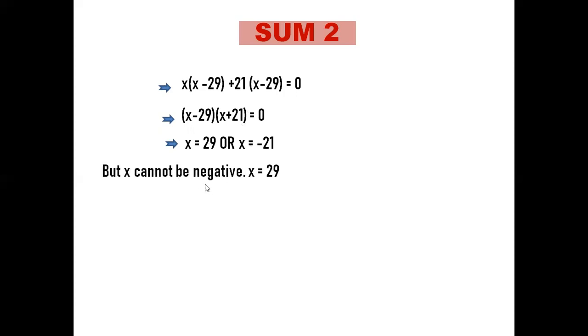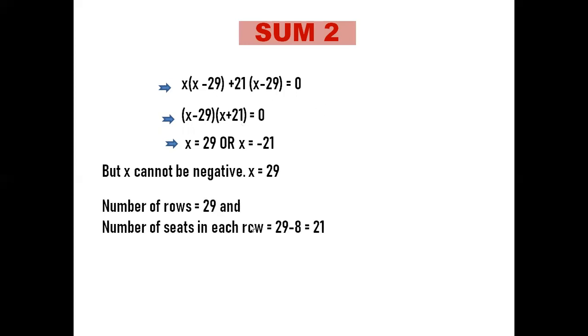But x cannot be negative. Why? Because the number of seats and number of rows cannot be negative. So x equals 29. So the number of rows is 29, and the number of seats will be 8 less. So 29 minus 8 will be 21.